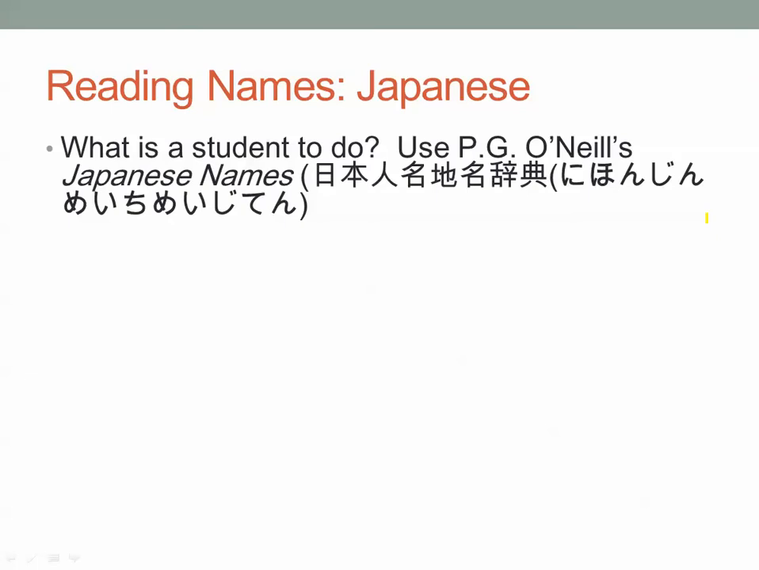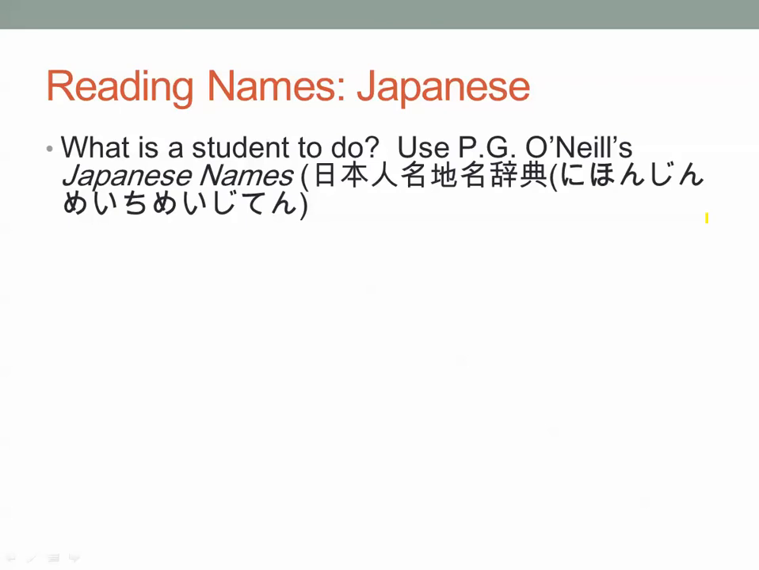So what is a student to do? Throw her arms up in the air and just give up? No. There are some strategies for reading names. Before I mention the different books that I'm going to recommend, I'll also say that learning how to read names is like learning how to identify the radical in a kanji. It's something that takes time and patience and experience. So you have to be patient with yourself about it.